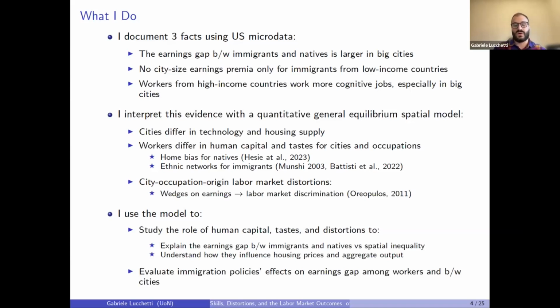To interpret these facts and understand the mechanisms behind them, I built a quantitative general equilibrium spatial model in which I have heterogeneity on the production side, or the city side, and the worker side. What do I mean by that? In the model, cities differ in terms of their production technology and the housing supply. At the same time, workers are heterogeneous in terms of their human capital endowments and their tastes for cities and occupations.